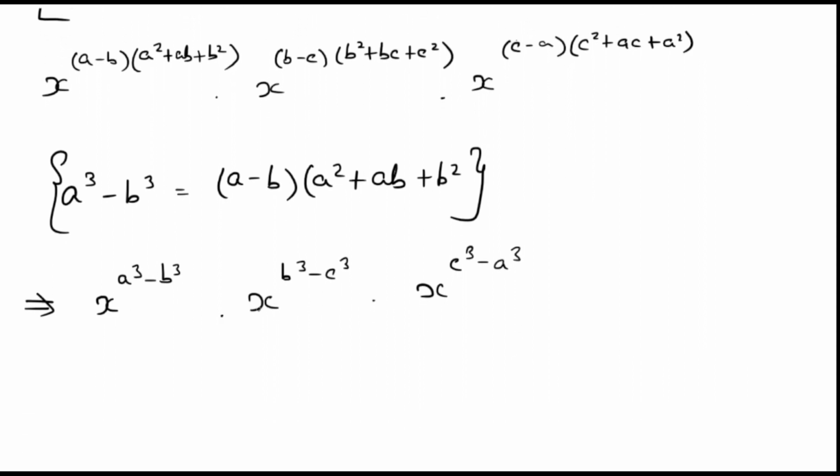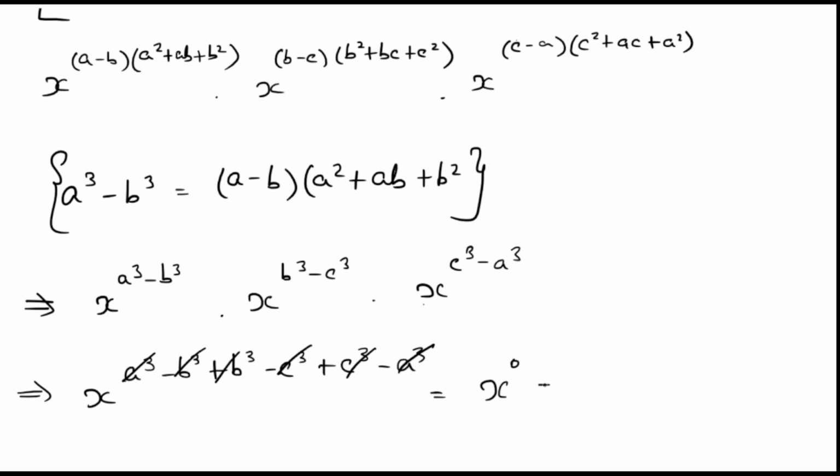Now again the bases are same, so the powers can be added. So this will become x to the power a cube minus b cube plus b cube minus c cube plus c cube minus a cube. So a cube and minus a cube, b cube and minus b cube, and c cube and minus c cube will get subtracted. So you will get x to the power 0, which is equal to 1. Option C.